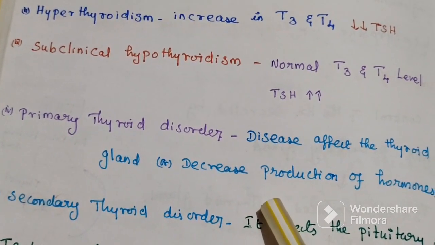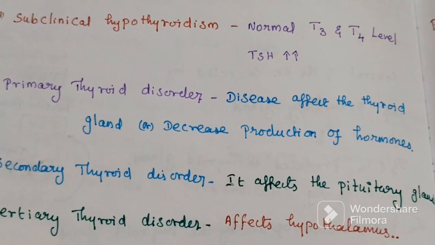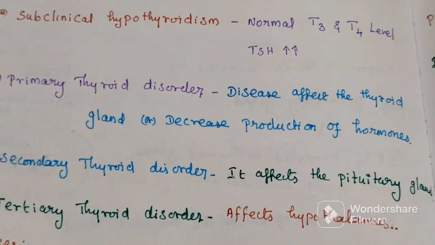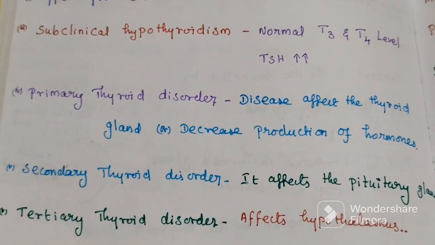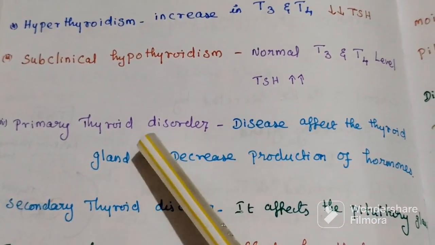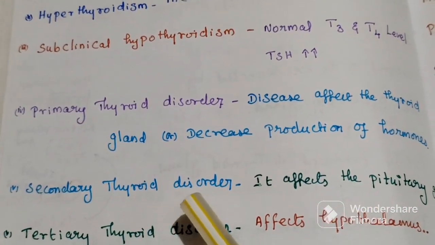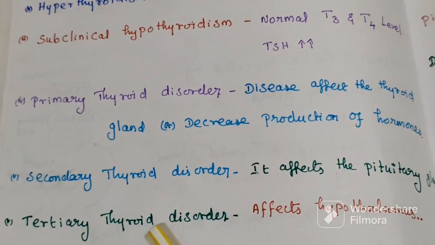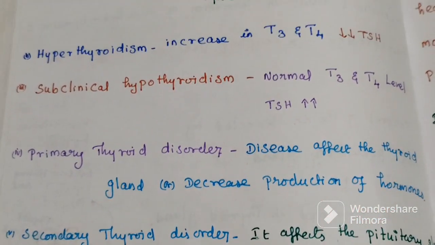It is known as a primary disorder. When it affects the pituitary gland, it is known as a secondary disorder. When it affects the hypothalamus, it is called a tertiary thyroid disorder. If the disease affects the thyroid gland, it is a primary thyroid disorder. Pituitary gland affected means secondary thyroid disorder. Hypothalamus affected means tertiary thyroid disorder. So these are the different terminologies used in thyroid function tests.